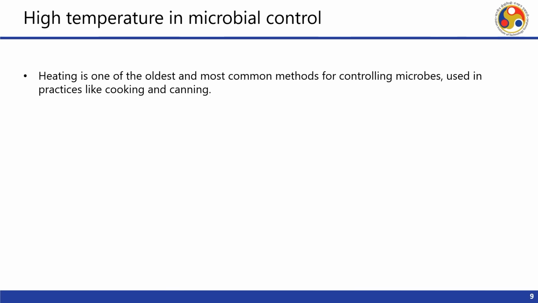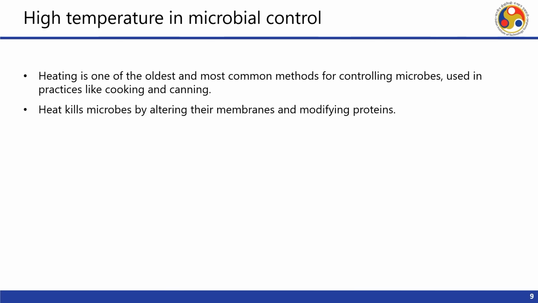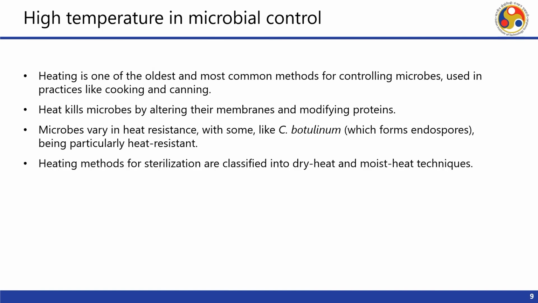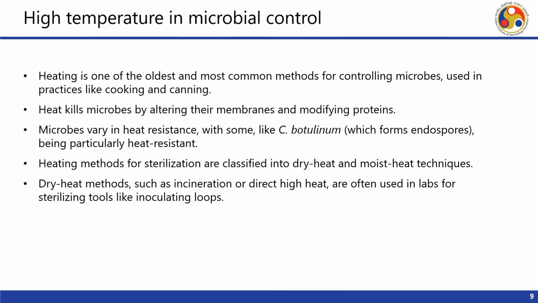Heating is one of the oldest and most common methods for controlling microbes, which has been used in practices like cooking and canning. Heat kills microbes by altering their membranes and modifying proteins. Microbes vary in heat resistance, as we have seen from that growth versus temperature curve, with some like C. botulinum, which forms endospores, being particularly heat resistant. Heating methods for sterilization are classified into dry heat and moist heat techniques.